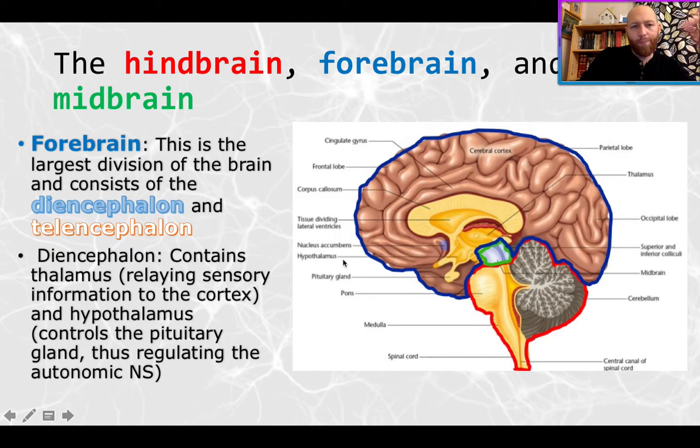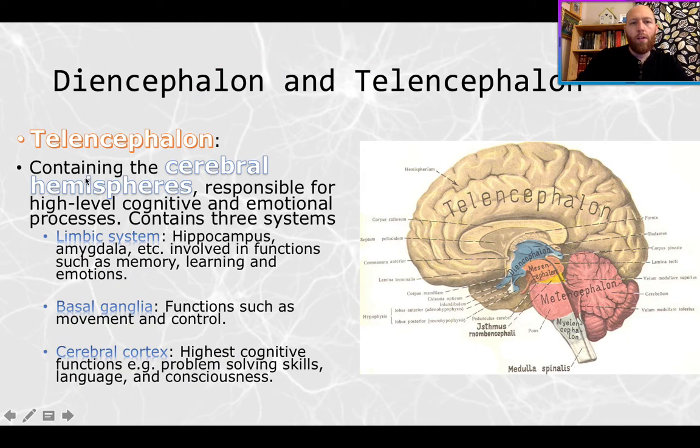The forebrain, which is the largest division, is made up of a number of different structures and consists of most of our higher functions. We have the diencephalon, which I'll show you in a minute, which contains the thalamus, responsible for receiving nearly all sensory information, and the hypothalamus, which controls the pituitary gland, responsible for fight or flight and the endocrine system functioning. The diencephalon and the telencephalon can be seen here.